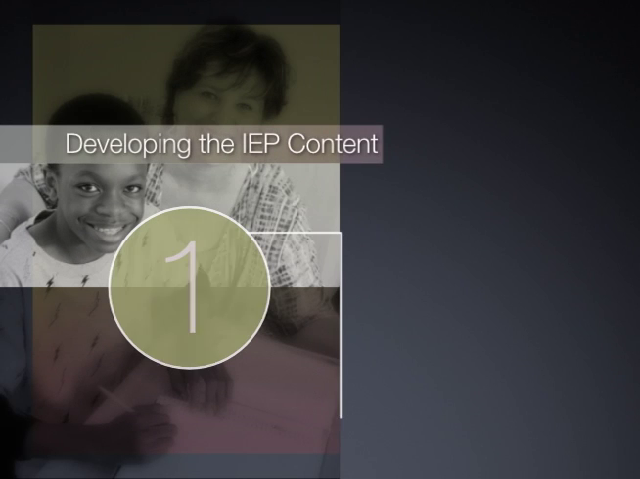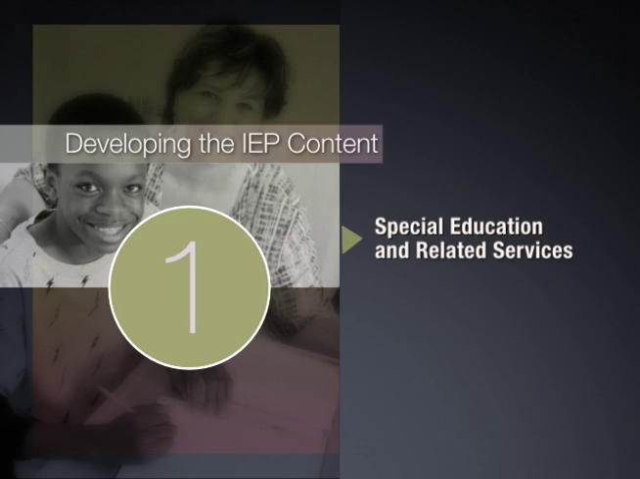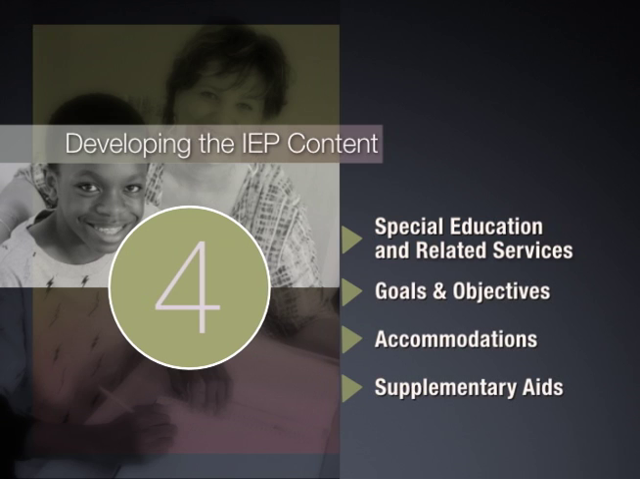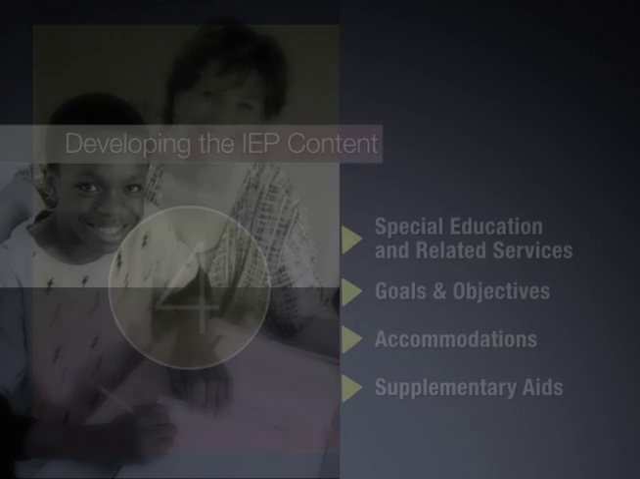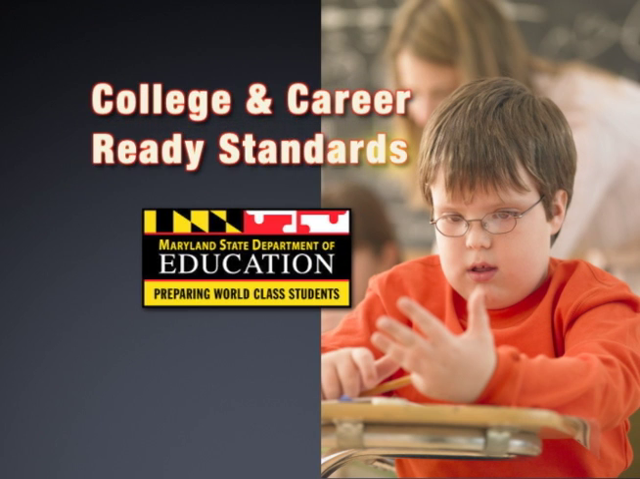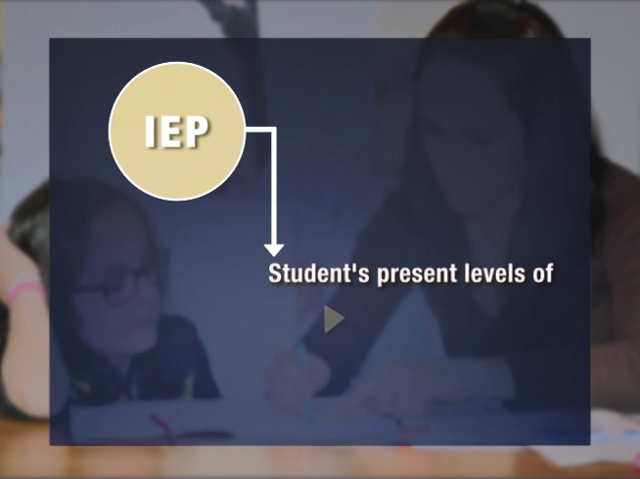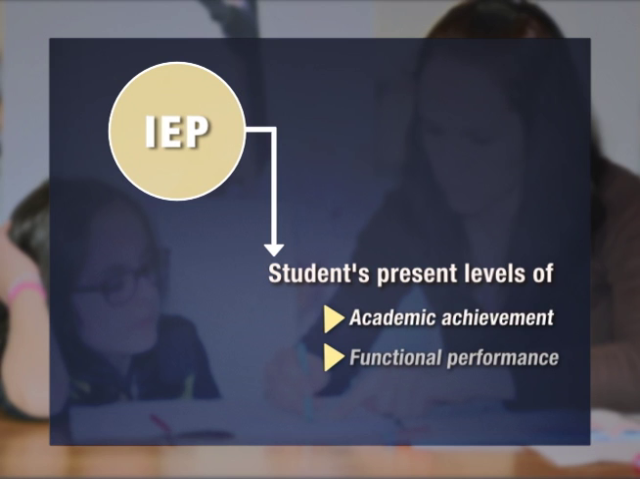The IEP outlines special education and related services, goals and objectives, accommodations, and supplementary aids and services your child needs in order to access their grade-level Maryland College and Career-Ready standards. The basis for the majority of the IEP is in the student's present levels of academic achievement and functional performance.